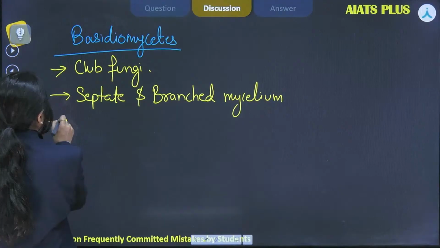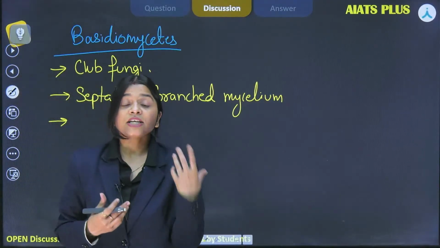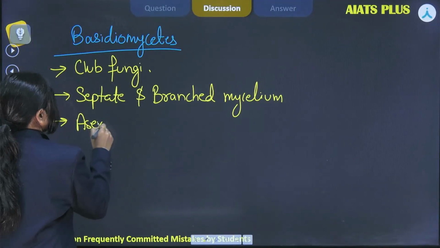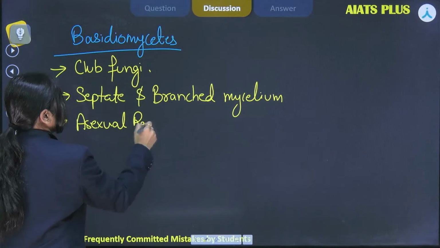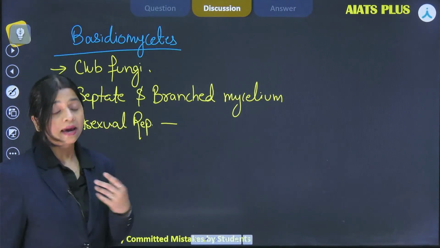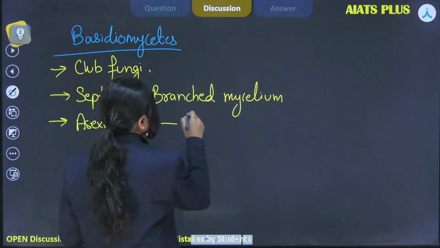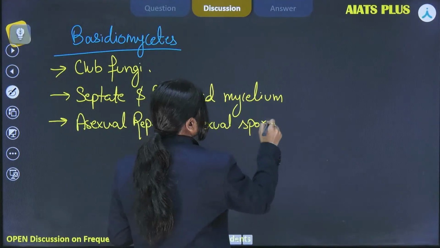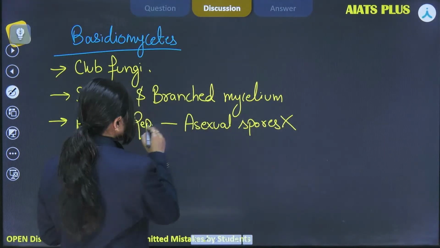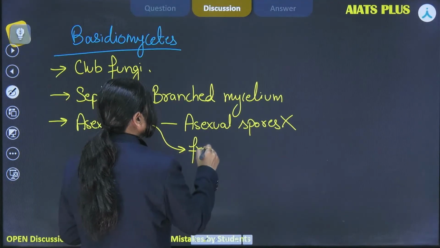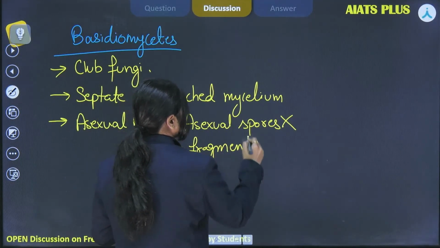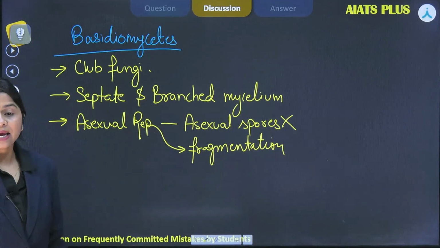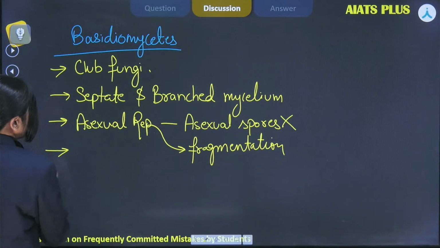Secondly, we see that in the members, asexual reproduction usually takes place with the help of asexual spores. But in this case, asexual spores are absent, and reproduction takes place with the help of fragmentation. Right? Next we see asexual reproduction.